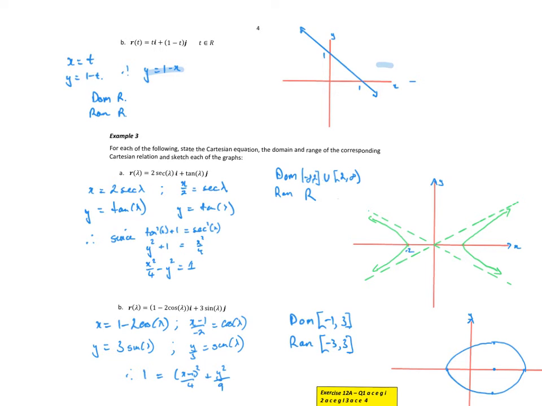Find the Cartesian equation, domain and range of the corresponding Cartesian relation, and sketch the graph. So same sort of thing. So we've got this time x equals 2 sec lambda, y equals tan lambda. So again, sec lambda is x on 2. Tan lambda is y. So if I square both of those, we use our Pythagorean identity to work out that tan squared plus 1 equals sec squared. So I soon get that x squared on 4 minus y squared equals 1.